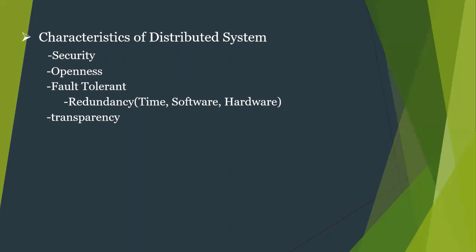Next, transparency. We have already studied transparency in our last lecture. So basically there are different forms of transparency in a distributed system: location, migration, access, replication, failure, and concurrency. We have already studied these different types of transparency.